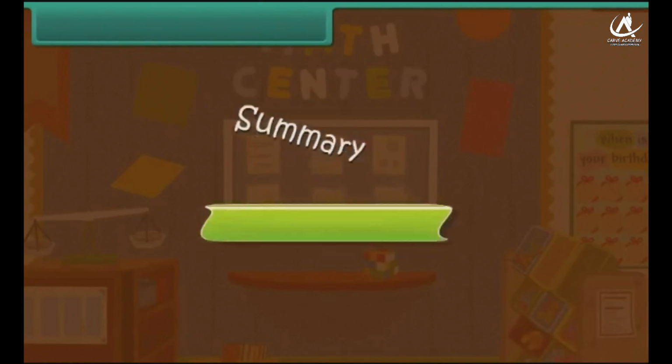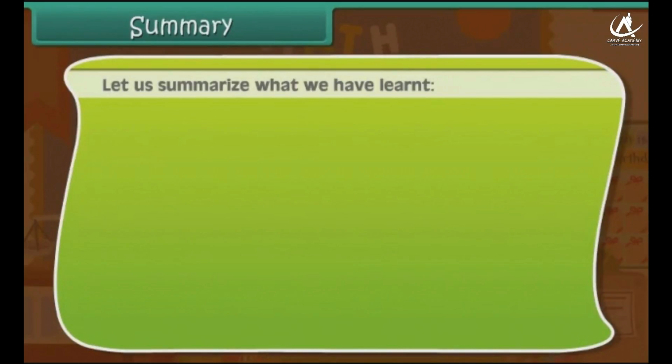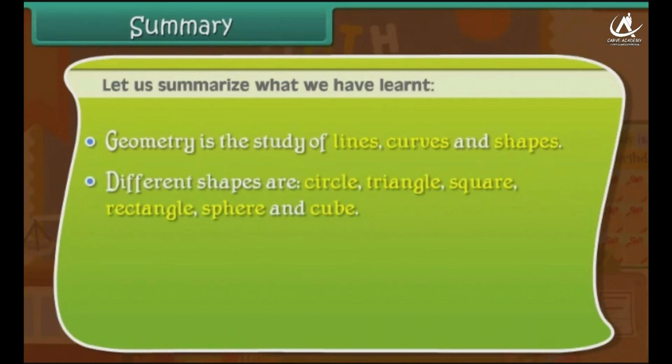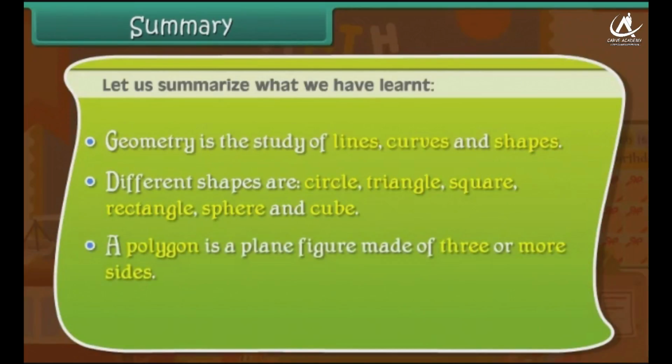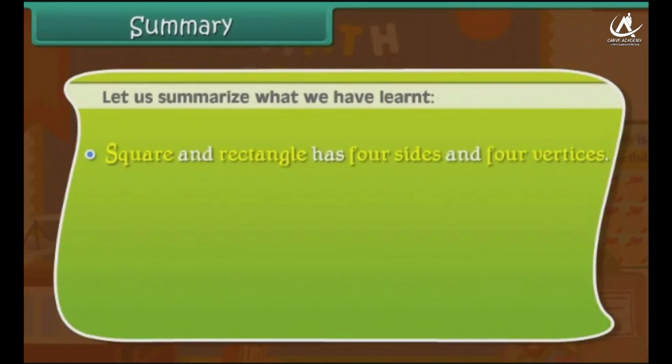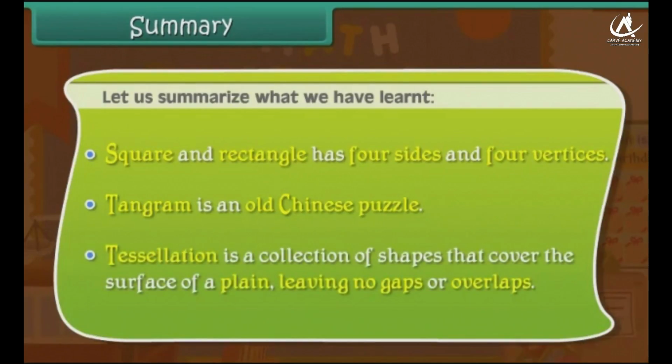Summary. Let us summarize what you have learned. Geometry is the study of lines, curves, and shapes. Different shapes are circle, triangle, square, rectangle, sphere, and cube. A polygon is a plane figure made of 3 or more sides. A triangle has 3 sides and 3 vertices. A square and a rectangle have 4 sides and 4 vertices. Tangram is an old Chinese puzzle. Tessellation is a collection of shapes that cover the surface of a plane, leaving no gaps or overlaps.